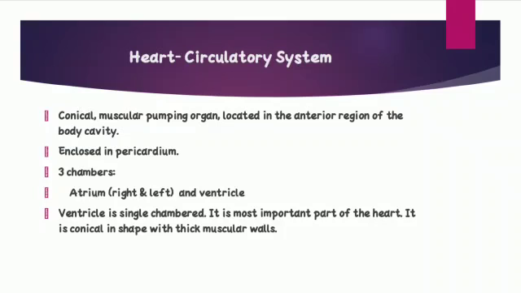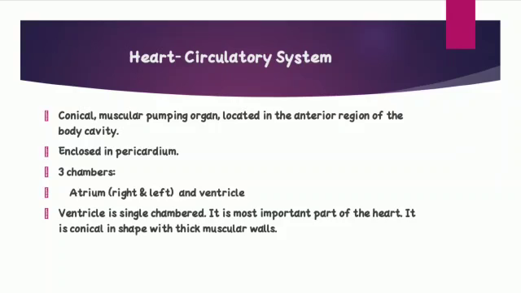Heart is a conical muscular pumping organ located in the anterior region of the body cavity. It is enclosed in a membrane called pericardium. It contracts and expands continuously throughout the life. The contraction and expansion of the heart is called heartbeat, due to which blood circulates continuously in the body.